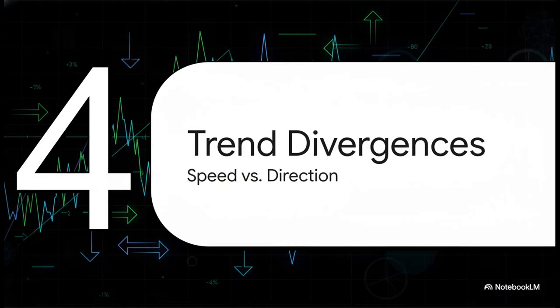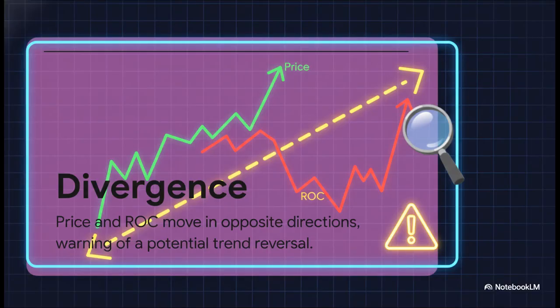Now for Section 4, spotting trend divergences, when speed and direction disagree. Okay, listen up, because this is arguably the most advanced concept we're covering today, and honestly, it's where the real predictive power of the ROC indicator is hiding. A divergence occurs when the price of an asset and the ROC indicator stop agreeing with each other. Literally, they start moving in opposite directions. When speed and direction disagree like that, it acts as a massive blinking warning sign for potential trend reversal. It's the market telling us that the underlying momentum is no longer supporting the visible price action.